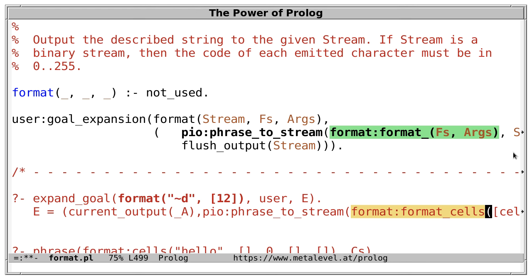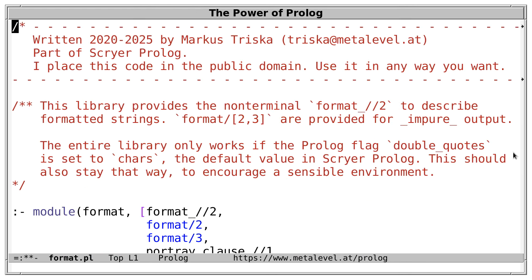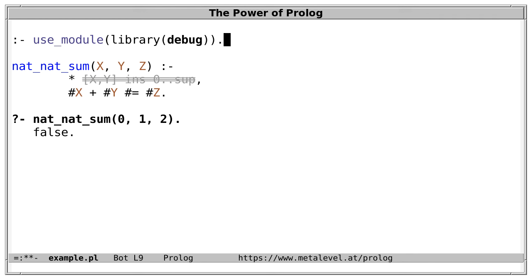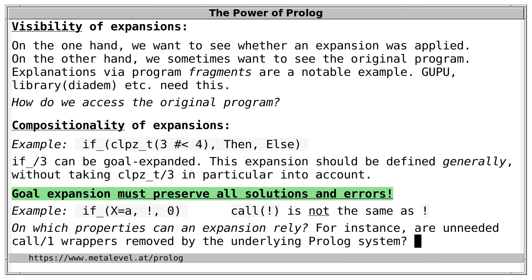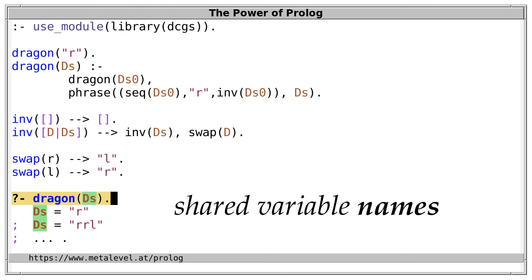Or what about format? In which Prolog systems is format even implemented in Prolog? Again, only a few, and also only very recently, since only a few years ago. Or what about library debug? Which Prolog systems even ship with this library? So far, only Scryer and Trailer. The same for if underscore and library rev. These systems are now the first where such questions even arise. Or take quads, for example. No system supports them yet.